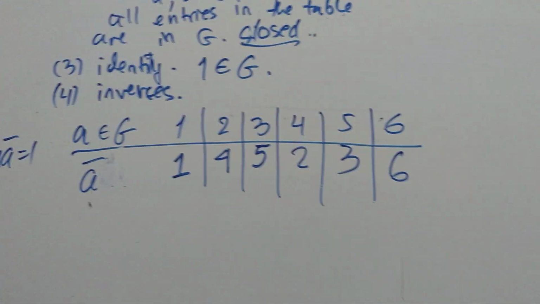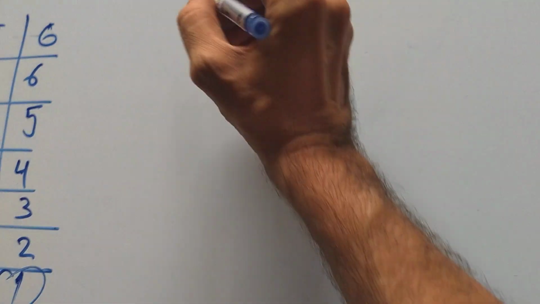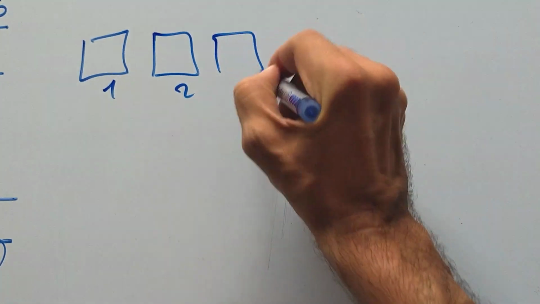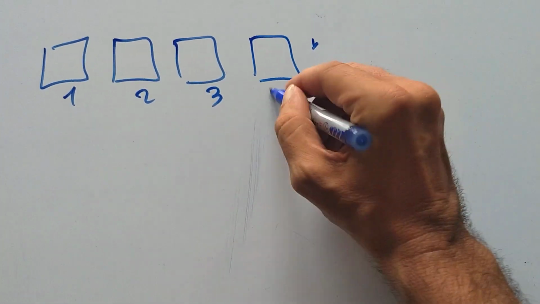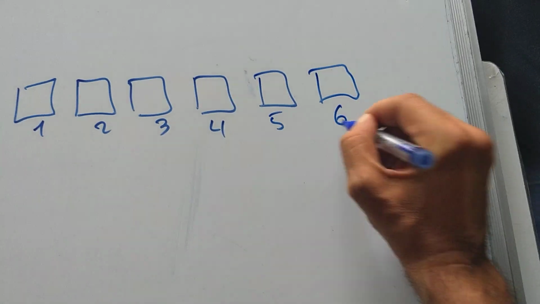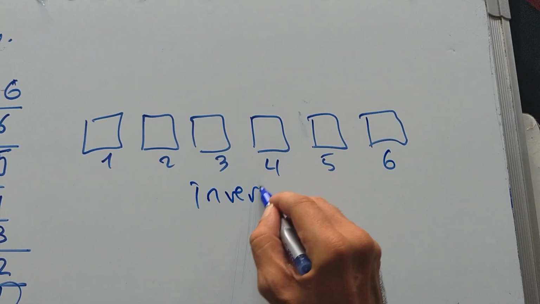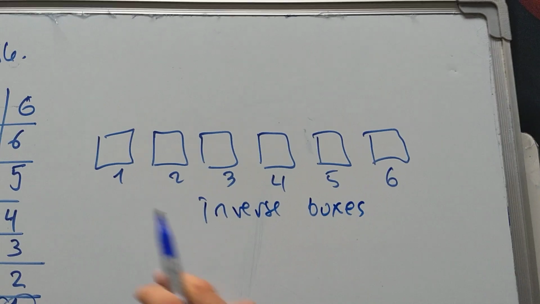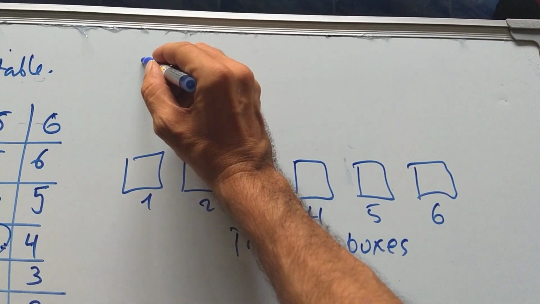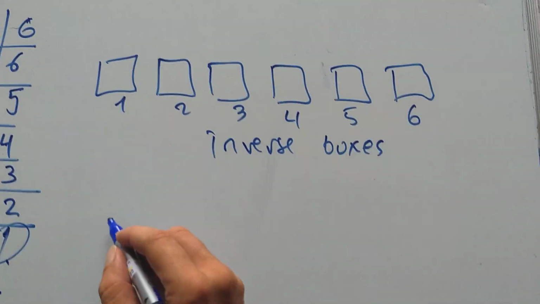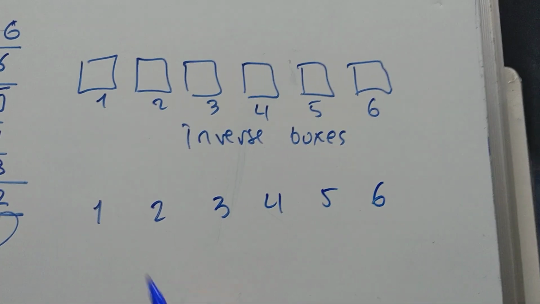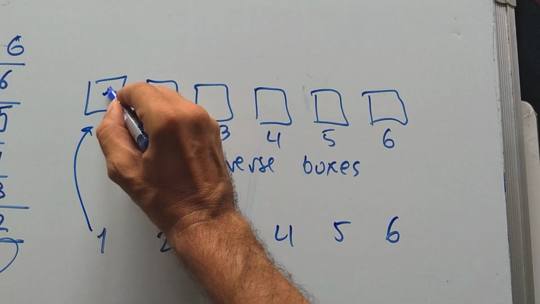Everything has a unique inverse. It is a group. But I want to show you something else. Let's take these boxes. 1, 2, 3, 4, 5, and 6. These are my inverse boxes. If a number has an inverse of 2, let's say, then I put that number in box 2. And here are my original elements of G. Now, what's the inverse of 1? Well, that goes into this box.